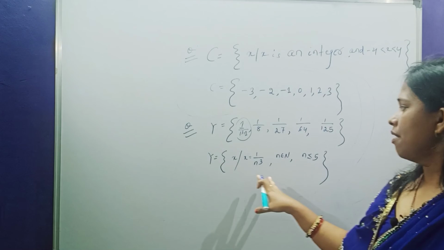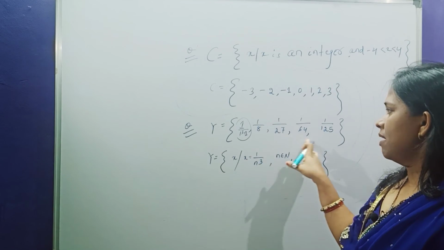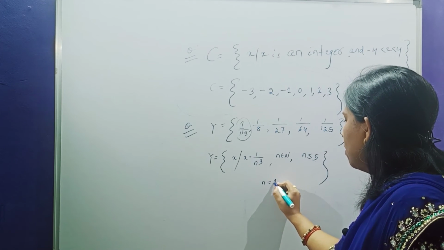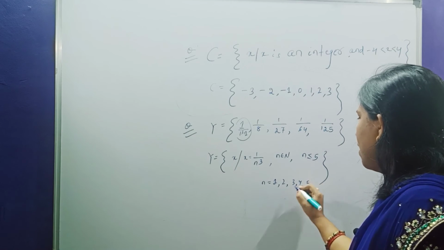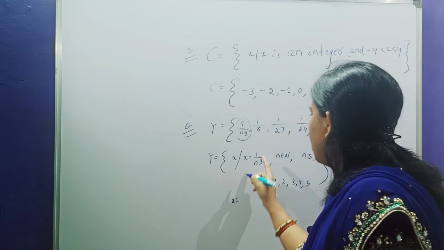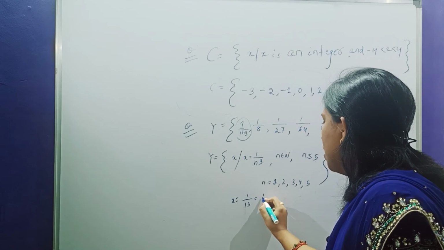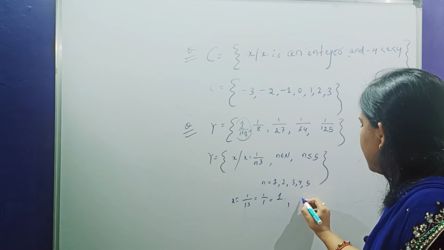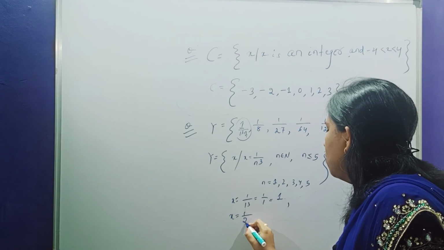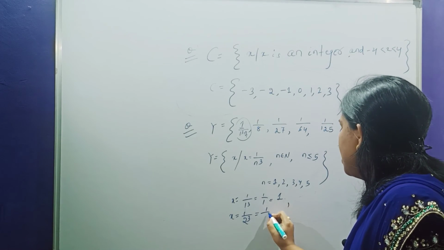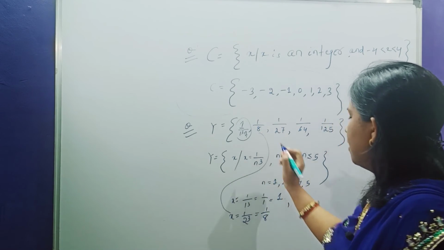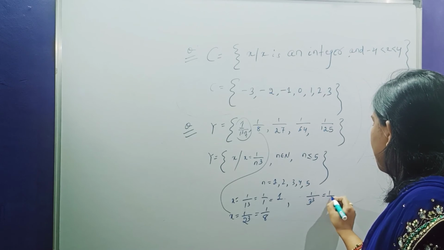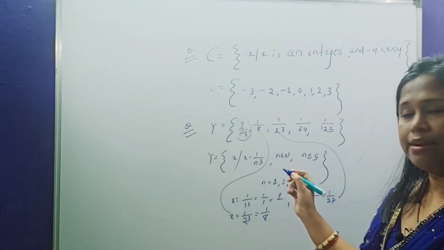We can say that our rule, is it satisfied by all the elements of the set? Let's check. So n less than or equal to 5, so I can take n as 1, 2, 3, 4 and 5. So x is equal to 1 by 1 cube, that is 1. You are getting the first element. Next, x is equal to 1 by 2 cube, that is 1 by 8. You are getting the second element. Similarly, when n is equal to 3, 1 by 3 cube, that is 1 by 27. You are getting the third element.